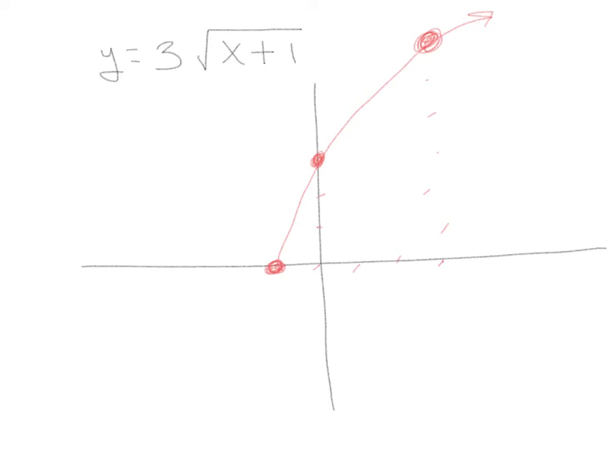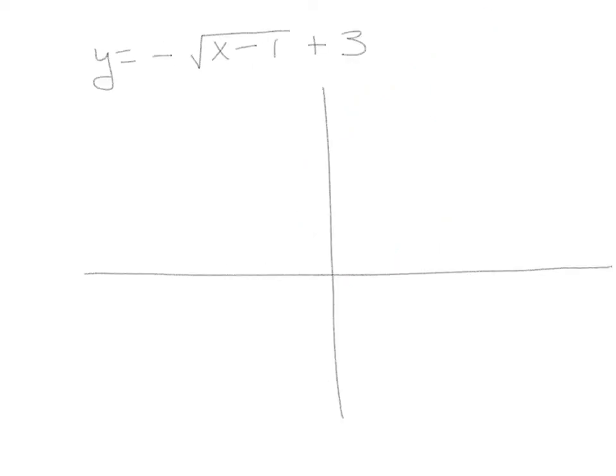Okay, we got one more example. Let's take a look at this one. We've got a lot of transformations in this one. You can see we have a minus sign out in front of the radical. That tells you to flip it across the x-axis. The minus 1 inside tells you to move right 1 because it's opposite direction. The 3 after the radical tells us to move up 3 units.